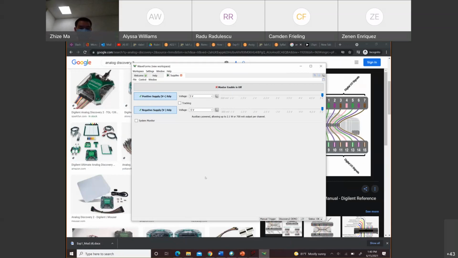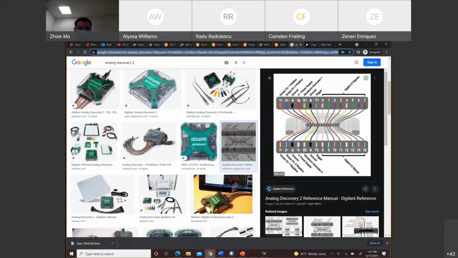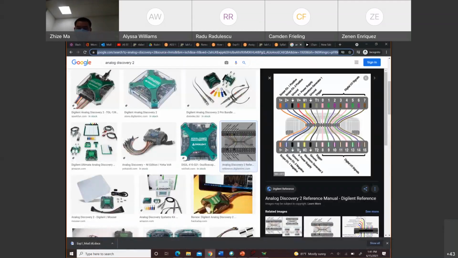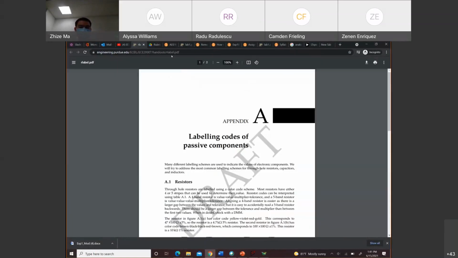In task 1, you will provide a positive 3 volt, which comes from this V plus pin. And you will also need to provide a negative 3 volt, which comes from this V minus pin. You need to measure them separately. After you turn on your waveform, you need to use your DMM to measure the voltage. Remember you need to watch through the tutorial for DMM.